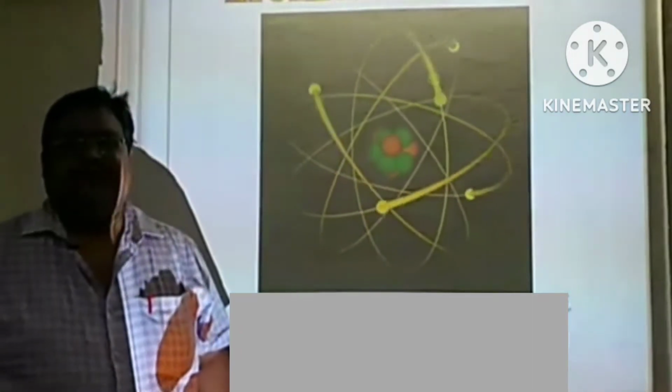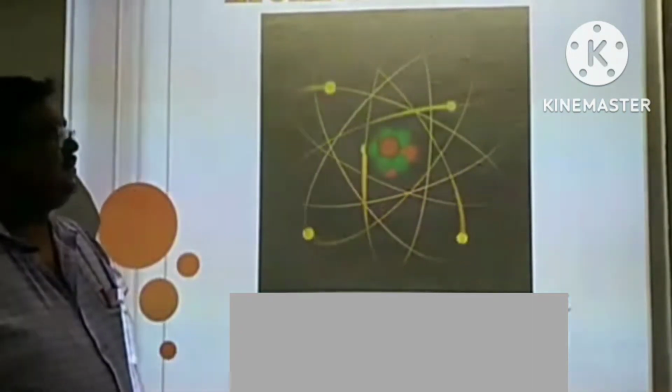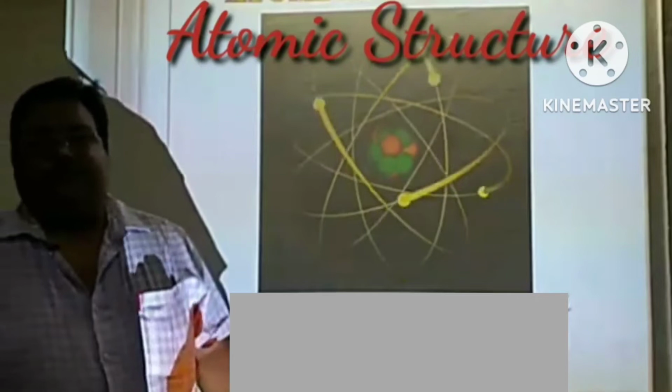Hello students, today we are going to discuss the chapter atomic structure. So first of all, we should understand what an atom is. According to Dalton's atomic theory, proposed by the scientist John Dalton, an atom is the smallest part of any matter which cannot be further subdivided.